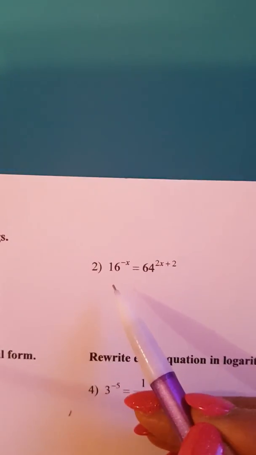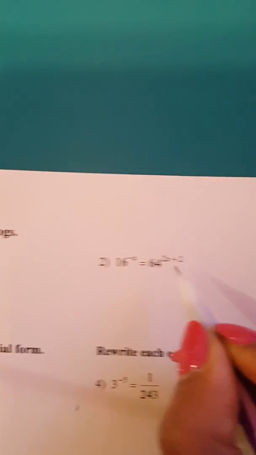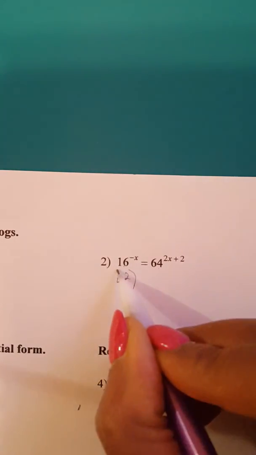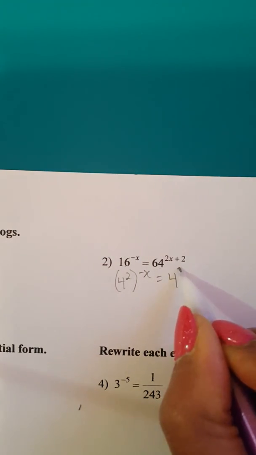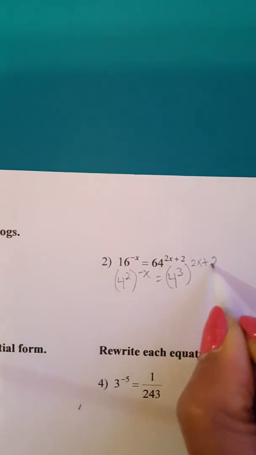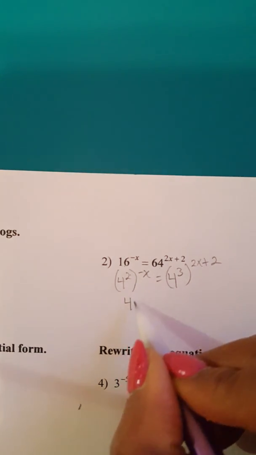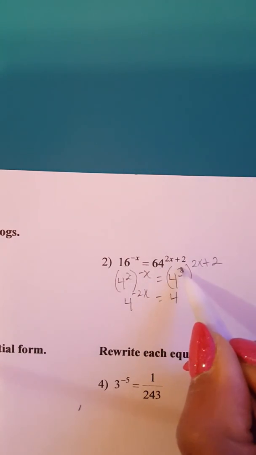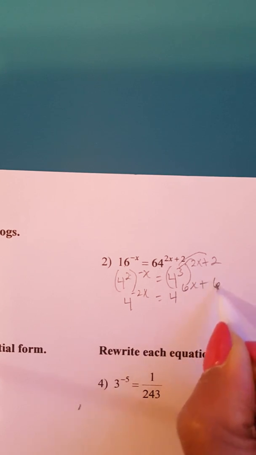Next one, the bases are not the same. So you're going to have to rewrite so that they have the same base. I can rewrite 16 as 4 squared. And I can write 64 as 4 to the third. And that's raised to the 2x plus 2. And then a power to a power you multiply. So that's 4 to the negative 2x equals 4 to the, and you need to distribute your 3 here. So that's to the 6x plus 6.